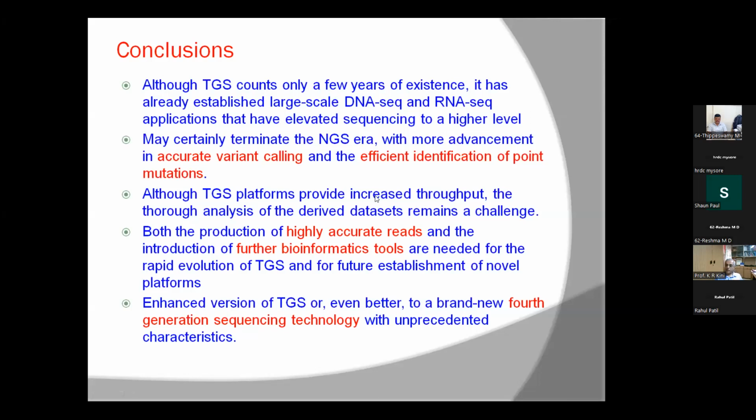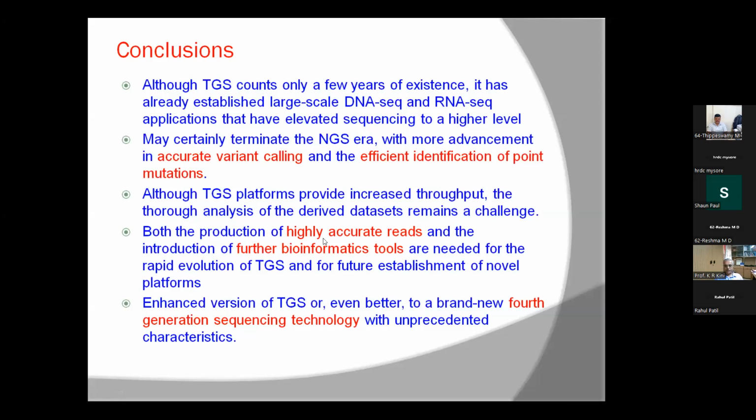Currently, Illumina and Ion Torrent are the major sequencing platforms. With the advent of third generation sequencing technology, maybe they might come down with more accurate variant calling and efficient identification of mutations. Although third generation platforms provide increased throughput, the main problem is the data set analysis, big data analysis. That's a major challenge.